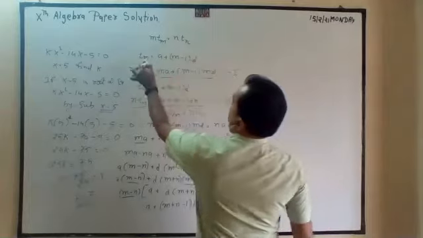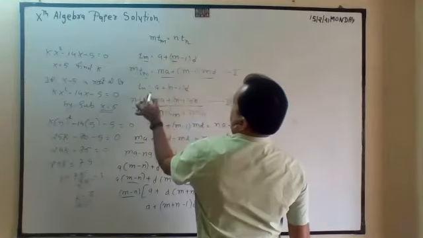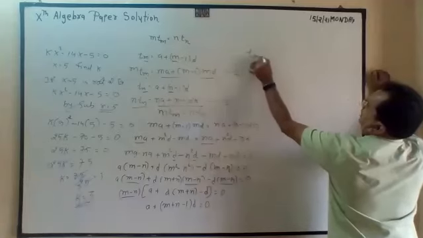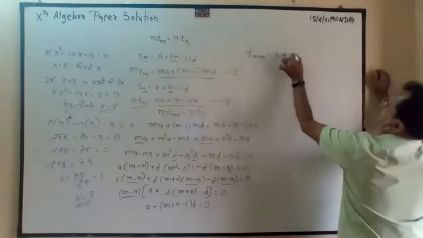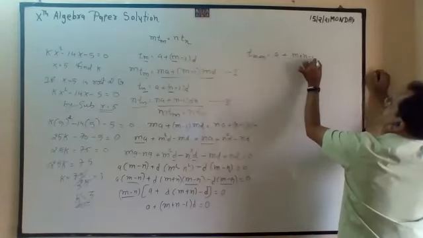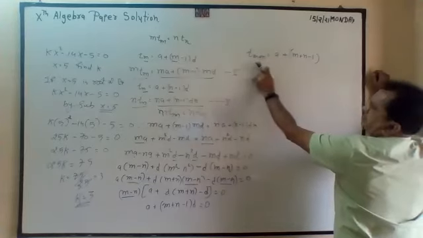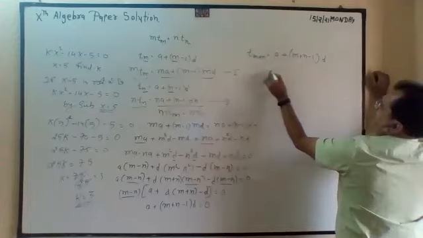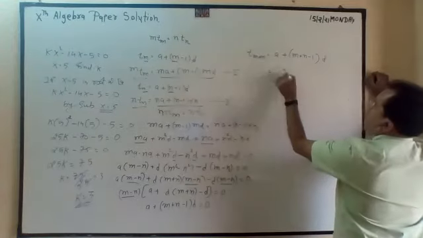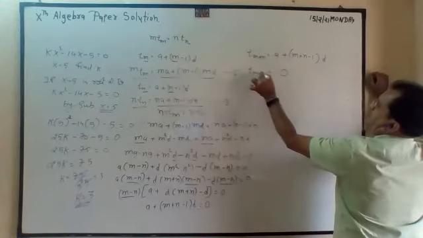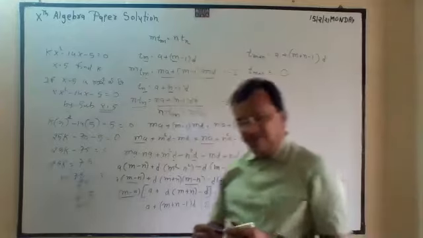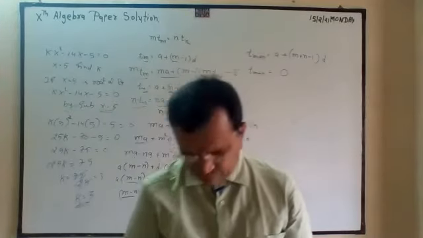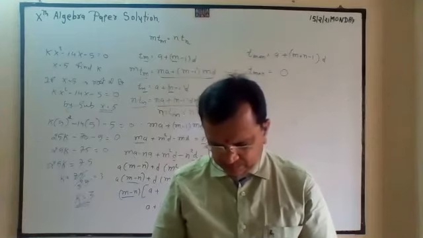Now instead of n, we will write T(m plus n). Suppose Tx is equal to a plus (x minus 1)d, like that. But this answer we got 0. This is a very, very, very important question. Mark this, very important.